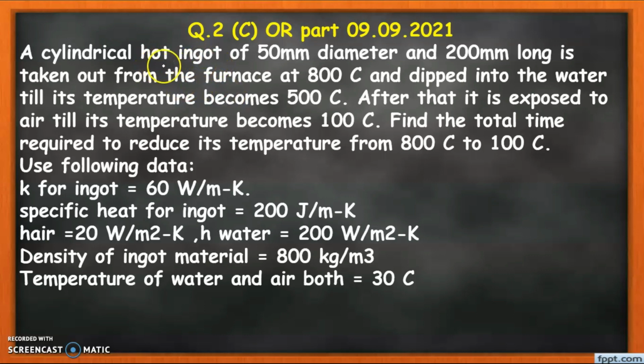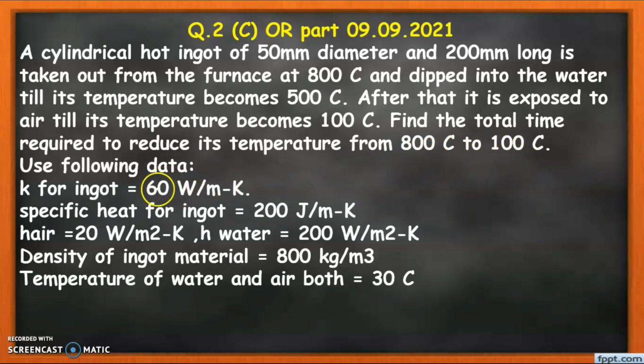A cylindrical hot ingot of 50 mm diameter and 200 mm length is taken out from the furnace at 800 degrees centigrade and dipped into water till its temperature becomes 500 degrees centigrade. After that, it is exposed to air till its temperature becomes 100 degrees centigrade. Find the total time required to reduce the temperature of the ingot from 800 degrees centigrade to 100 degrees centigrade.